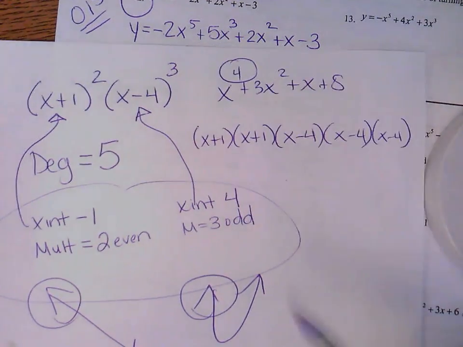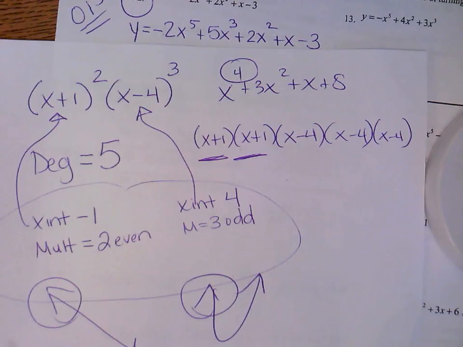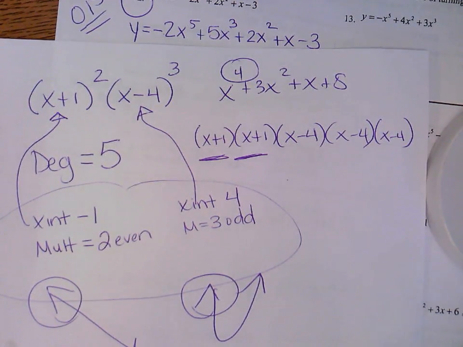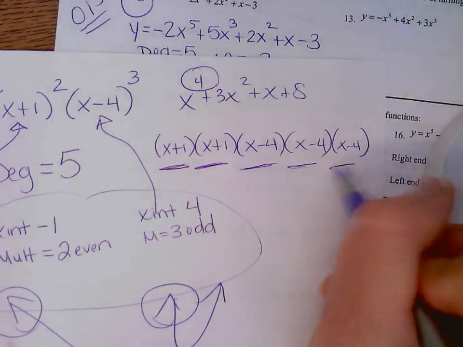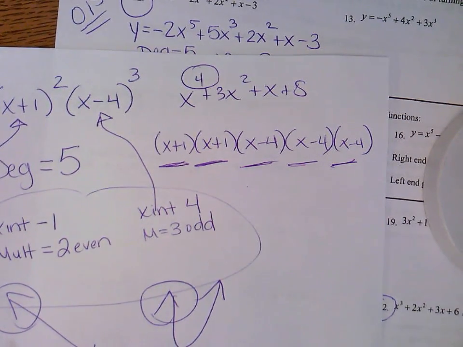How many times did this show up? It showed up twice. How many times did this show up? It showed up 3 times. The multiplicity refers to how many times that factor shows up if you multiply it out.